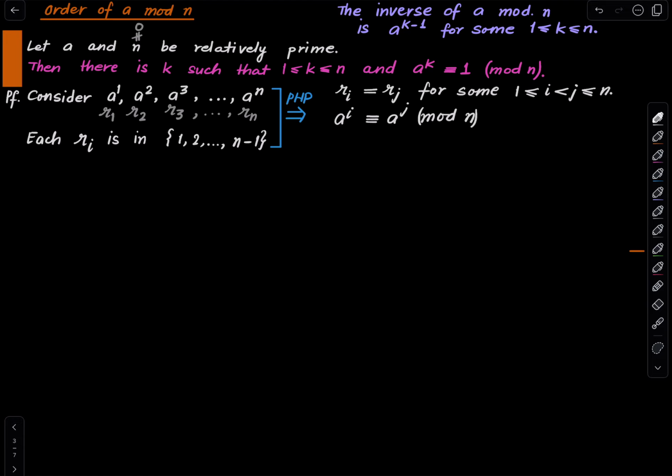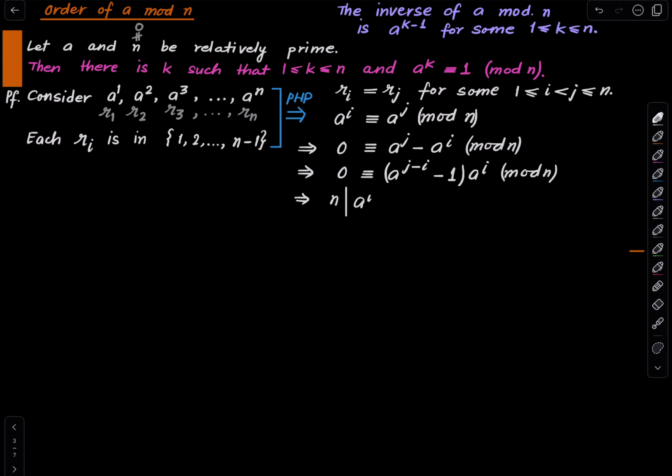And now there are 2 ways to proceed. Let me do this by a slightly inefficient way. So this implies 0 is congruent to a to the j minus a to the i, which implies 0 is congruent to a to the j minus i minus 1 times a to the i mod n. Correct? Which means n divides a to the i times a to the j minus i minus 1. Right?